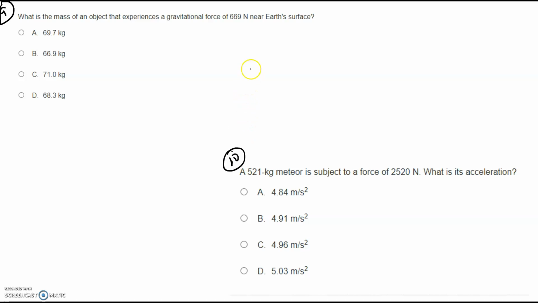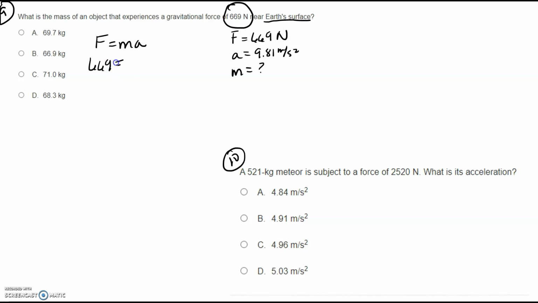All right, so it says, what is the mass of an object that experiences a gravitational force of this near-Earth surface? So we have force is equal to 669. We know that acceleration is 9.81 meters per second squared. This is in newtons. We're looking for mass. So force is equal to mass times acceleration. 669 is equal to mass times 9.81. Mass is equal to, I got 68.2 kilograms, which is right here.